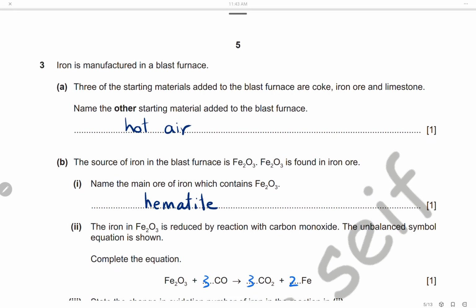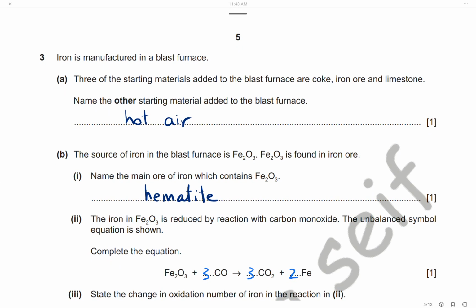Question 3. Iron is manufactured in the blast furnace. First, state three of the starting materials added to the blast furnace are coke, iron, and limestone. Name another starting material added to the blast furnace. Coke, iron, and limestone are added from the top of the blast furnace, and from the lower part, near the bottom, we will add hot air to the blast furnace. So the fourth raw material added is hot air.